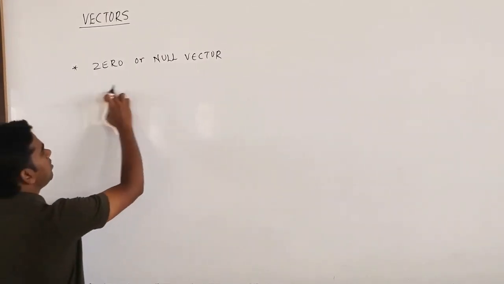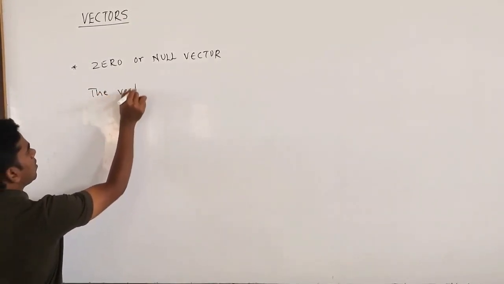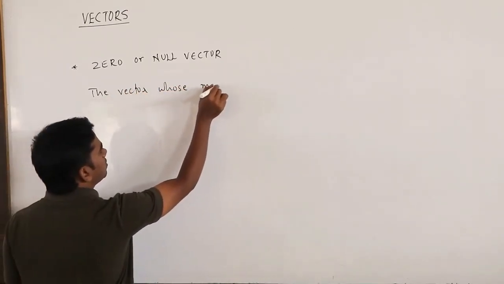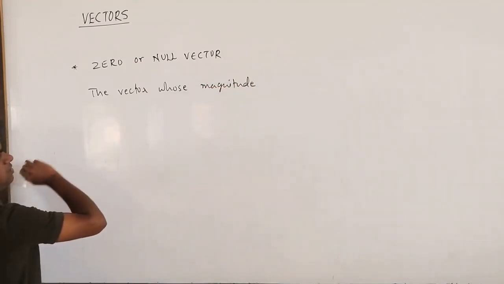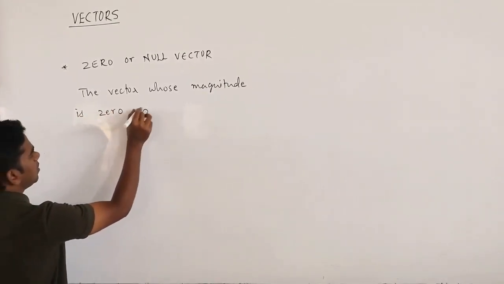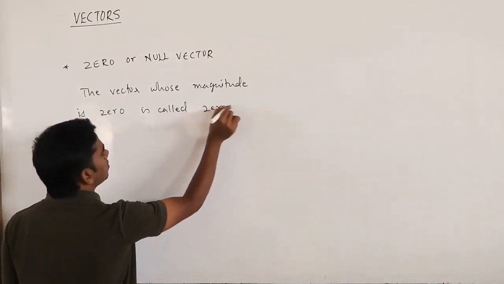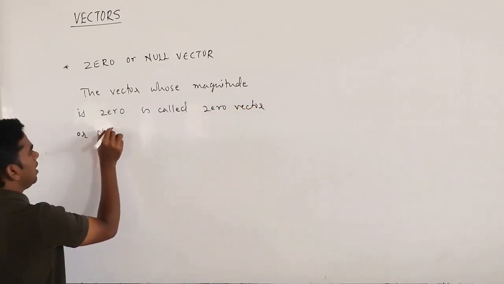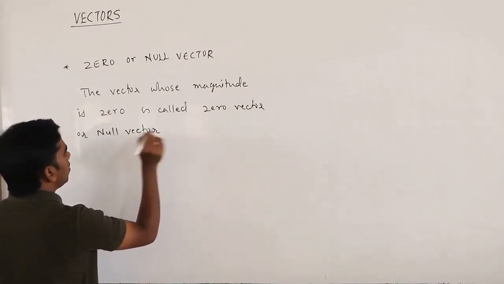In a simple way, if I define this: the vector whose magnitude is zero is called a zero vector or null vector. Null means nothing, so zero vector or null vector.